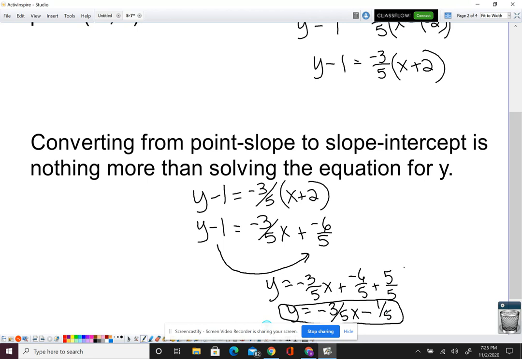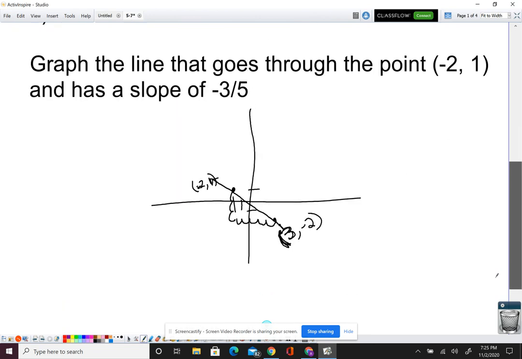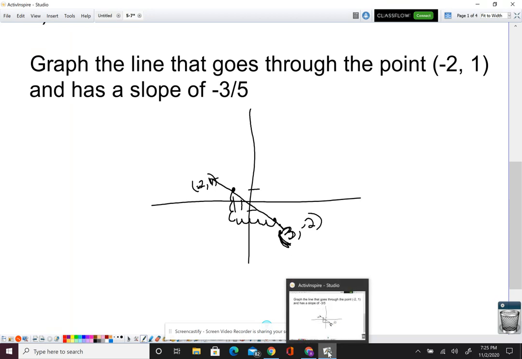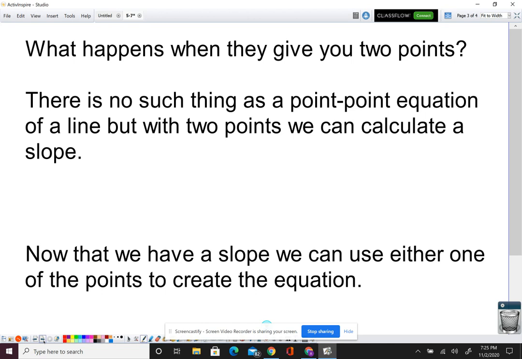So if we go back to our graph from the previous, we should be crossing the y-axis at -1/5. So I'm going to go back there and look and see if we're close. -1/5, yeah, I'm below the 0, in between 0 and -1. So I would claim that that's -1/5 for my y-intercept. Okay, so we can put a point in with a slope. We can convert it to slope-intercept from point slope.